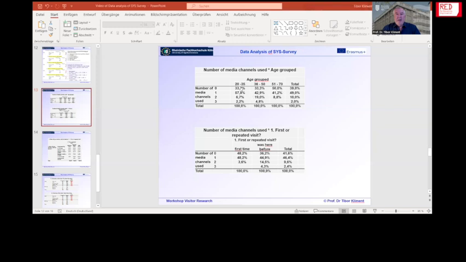The younger visitors were reached better. But however, again, 1/3 of the younger visitors and 1/3 of the middle-aged visitors were not reached by any media that was selected. Here we have an analysis, again, number of media channels that were used among first-time and regular visitors.